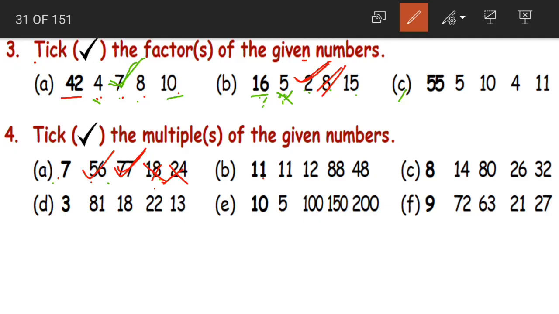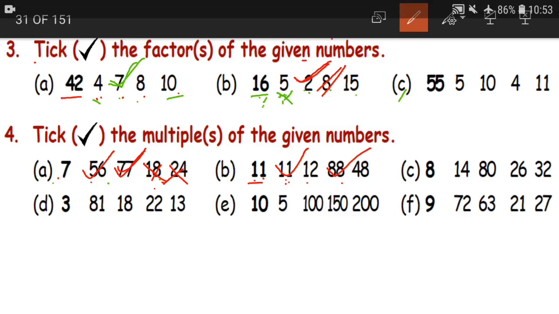Yes, right, children. Next question B, 11. The number is 11 and the options are 11, 12, 18 and 88. We have 11 ones are 11 and 11 eights are 88. So those two become our multiples.